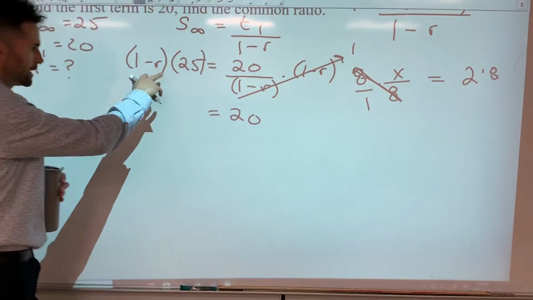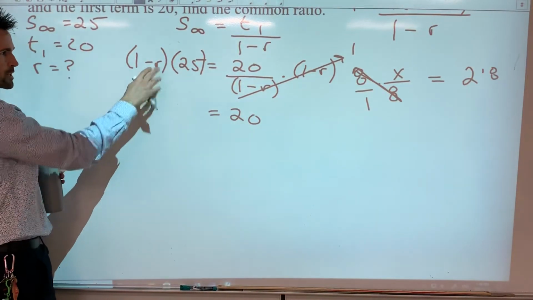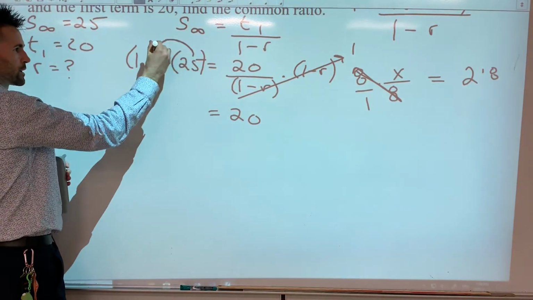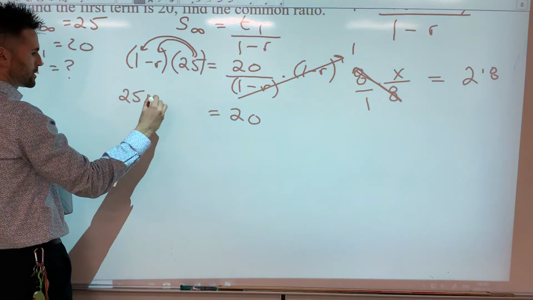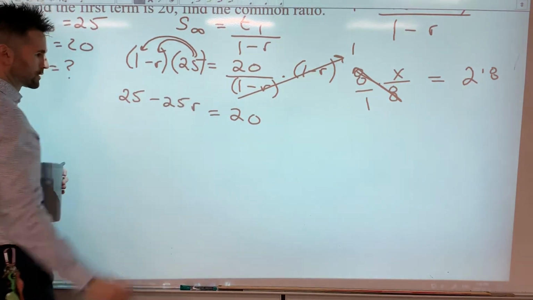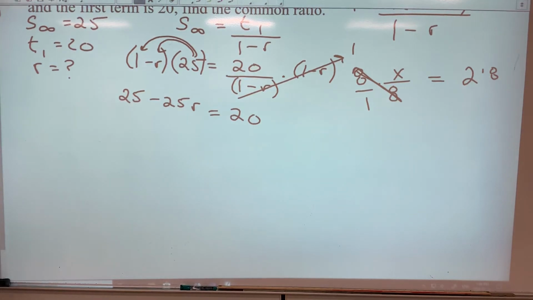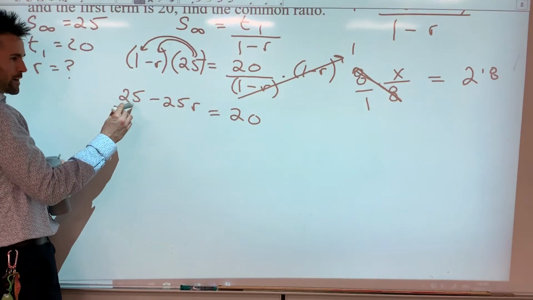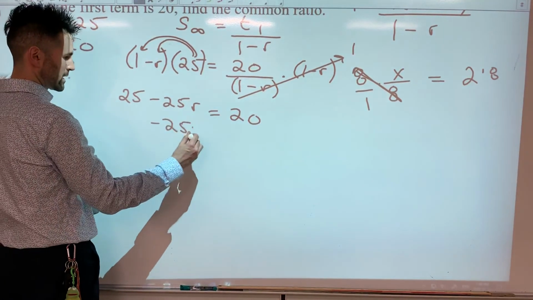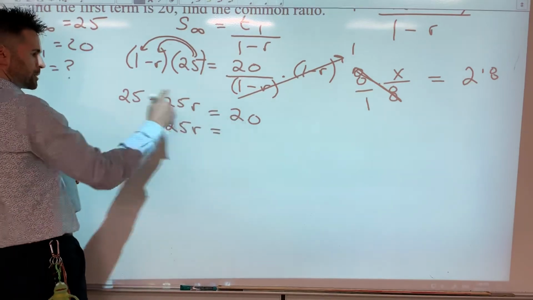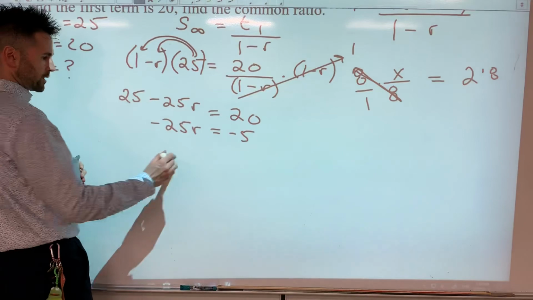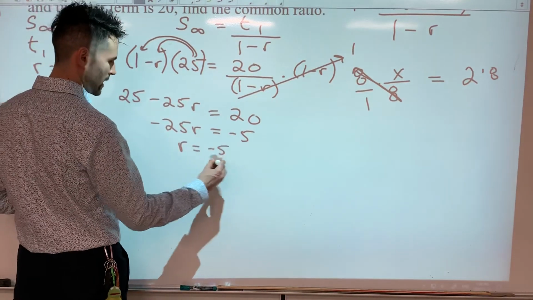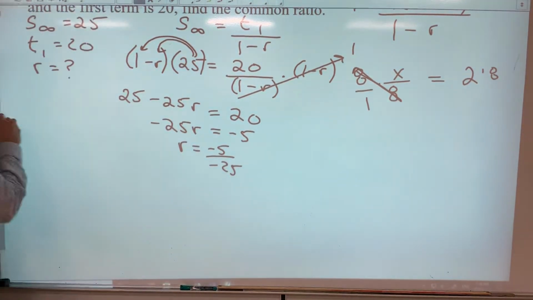There it is. Over here, you need to use the distributive property because it's not just r, it's 1 minus r. So this 25 goes in on both sides, and you get 25 minus 25r. There's an easier way, but I'll just leave it. Now just isolate r. Subtract 25 from both sides. On the left-hand side, you'll get negative 25r equals, what's 20 minus 25? Negative 5. Divide both sides by negative 25, so you get negative 5 over negative 25. And then clean it up.